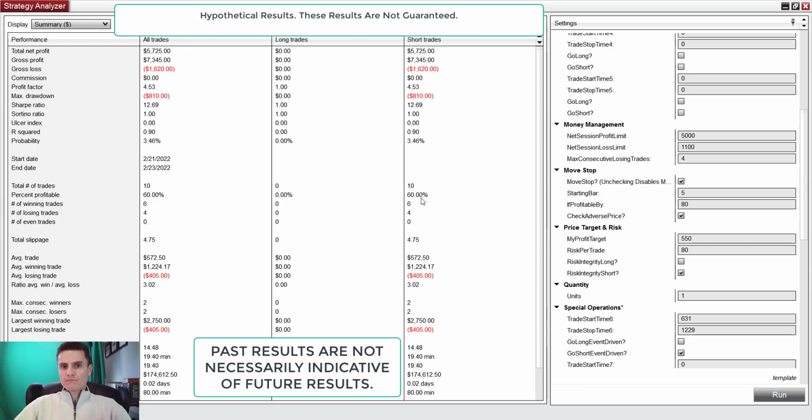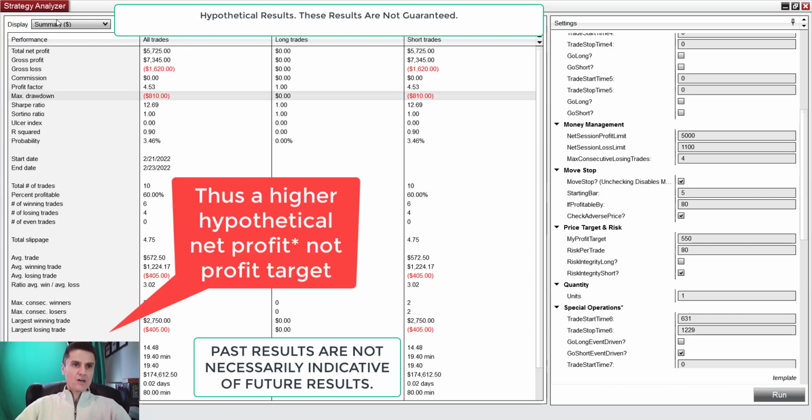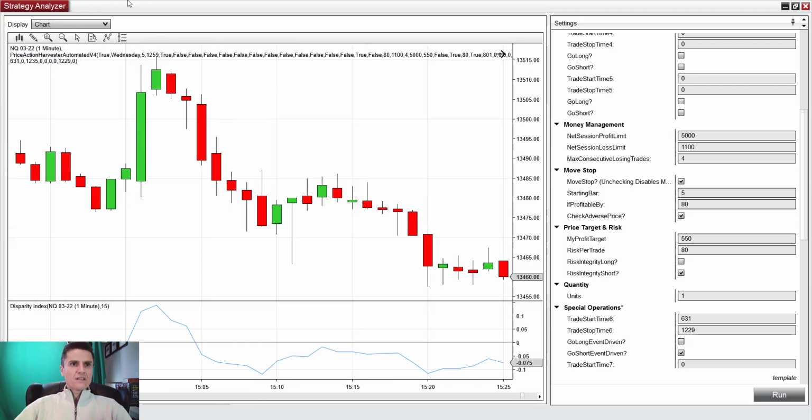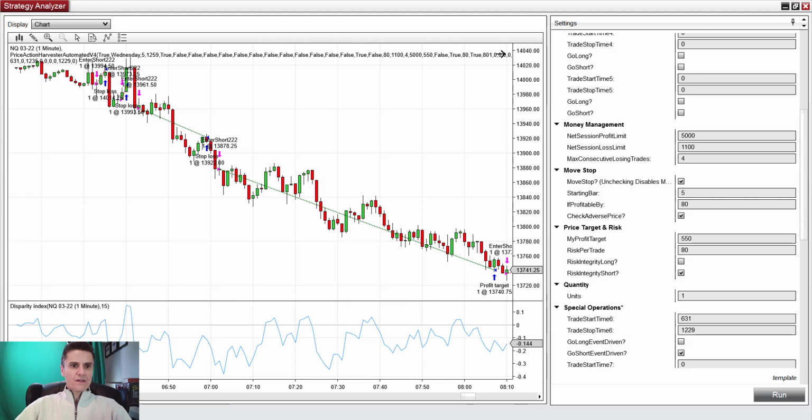It was a 37.5% win rate. So only 3 wins, 5 losses. In this case, we had 6 wins, 4 losses, thus a higher profit target, thus a lower max drawdown. Let's go ahead and see what happened. Let me zoom out and then we'll zoom back in, okay?